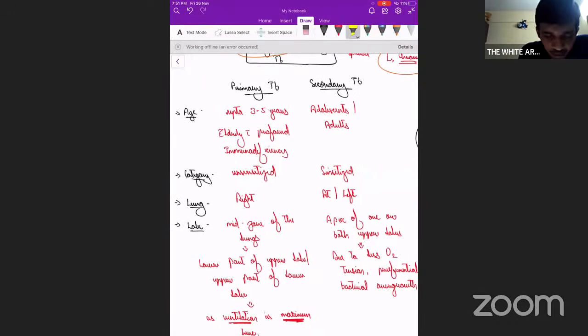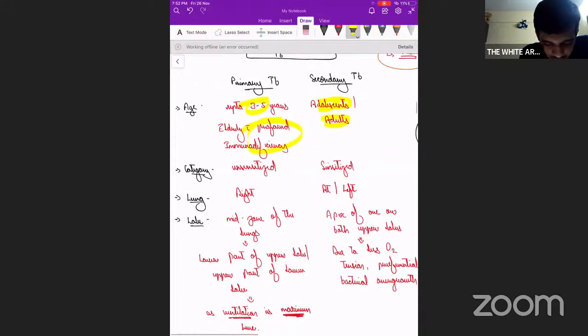So what is the difference between primary TB and secondary TB? In primary TB, the age group affected is up to 3 to 5 years and the elderly with profound immunodeficiency. Secondary tuberculosis affects adolescents and adults. Now, in primary, people are unsensitized, and in secondary tuberculosis they are sensitized.